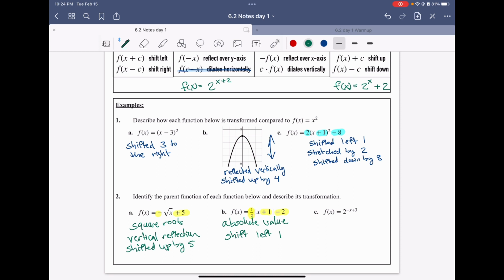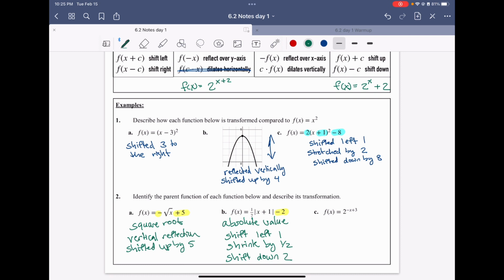And then next I'm going to look at what's happening outside my function, and I have a 1/2 and a -2. And I'm going to first deal with the 1/2. And so that's a dilation. So it is smaller than 1, so it's going to shrink it. So I'm going to shrink by 1/2. All right. And then last, I have that -2, or the 2 that I'm subtracting. So that's going to shift it down. So I'm going to shift down 2.